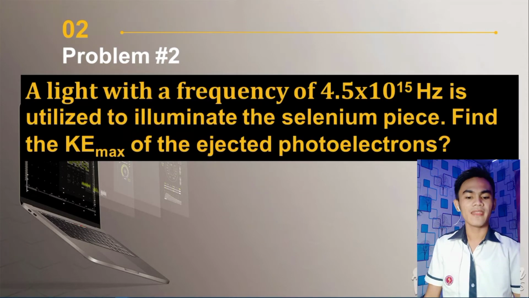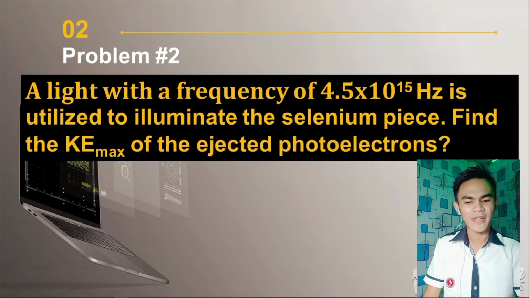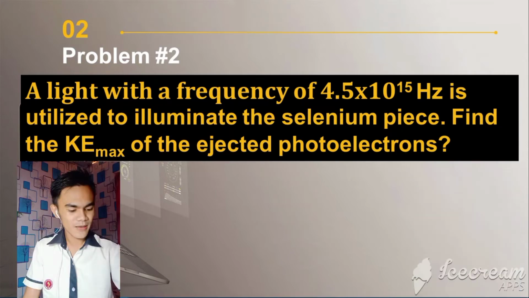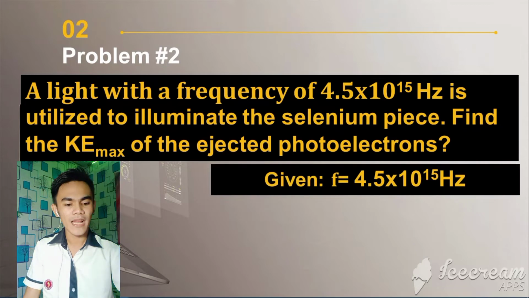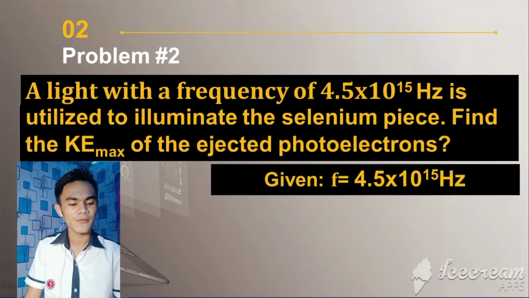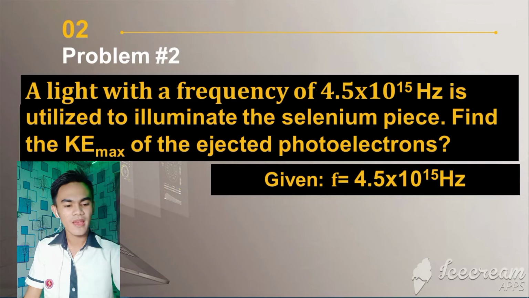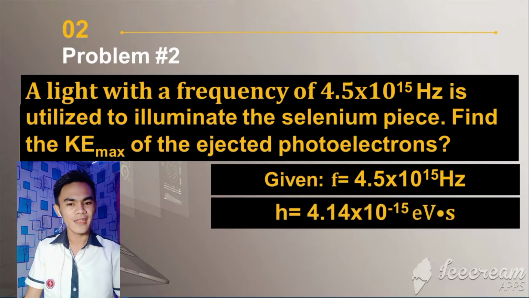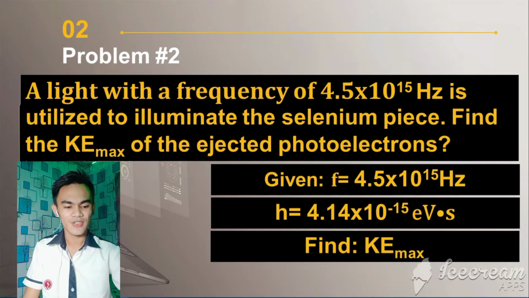We have a light with a frequency of 4.5 times 10 raised to the power of positive 15 hertz that is used to illuminate the selenium piece. Our task is to find the maximum kinetic energy of the ejected photoelectrons. Let's identify the given values. We have the given frequency of 4.5 times 10 raised to the power of positive 15 hertz, and our Planck's constant, letter h, is equal to 4.14 times 10 raised to the power of negative 15 electron volt seconds. Our task is to find the maximum kinetic energy.